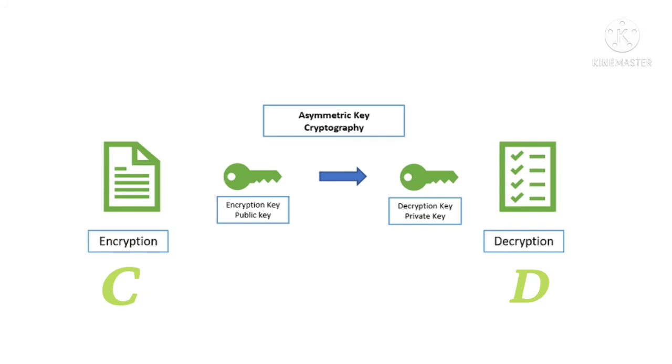Okay, let's do it again. If C wants to send a message to D, D's public key will be known to everyone. C will encrypt the message with D's public key, and D will decrypt the message with its own private key. This is how cryptography works, and this is how security is implemented.